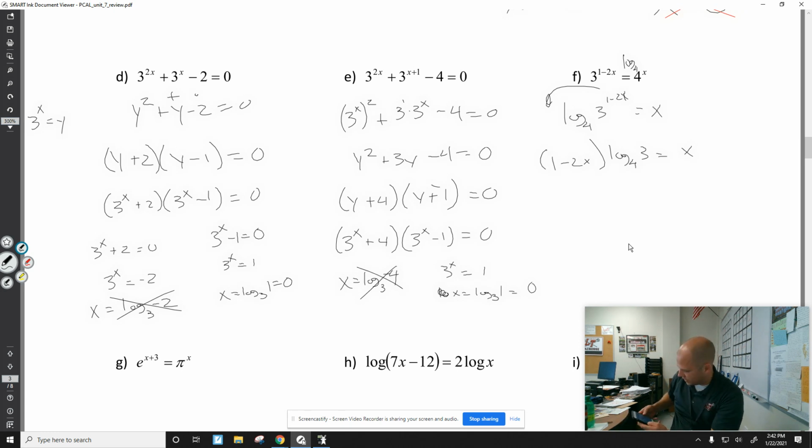Yeah, log base 4 of 3 is a decimal. This is pre-calculus stuff.